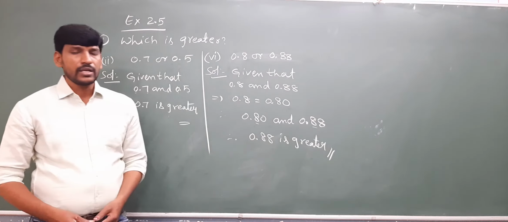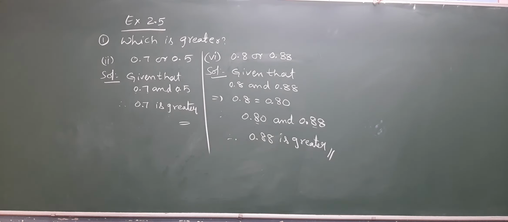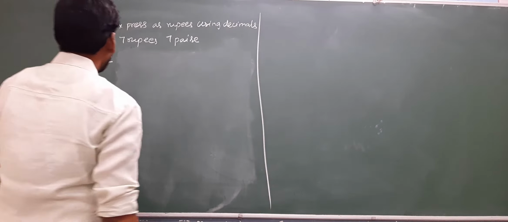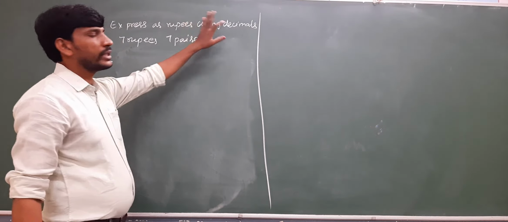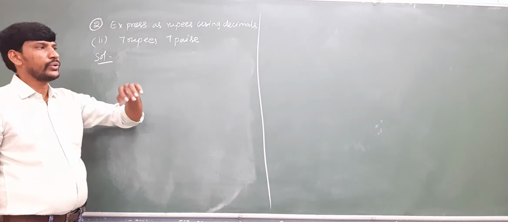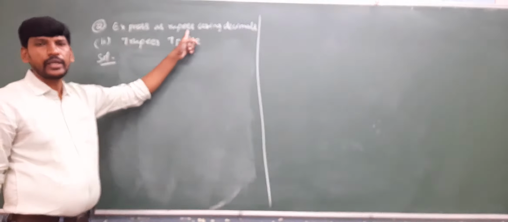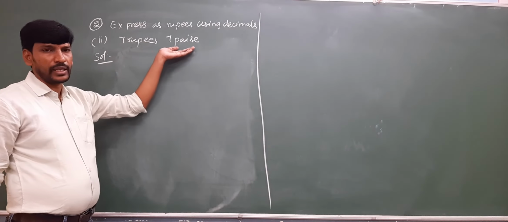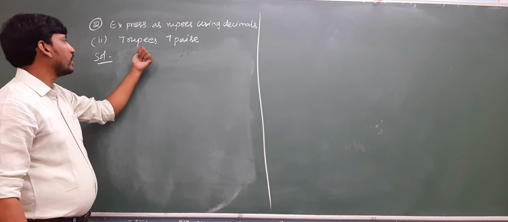Let us discuss the second question. Now children, second question, see this here. Express as rupees using decimals. We are going to express this total value in terms of rupees only. So the thing is, here 7 rupees 7 paisa is given. This 7 paisa also needs to be converted into rupees and added to the 7 rupees.